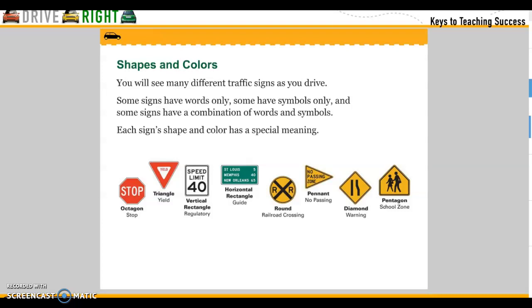Shapes and colors. We will see many different traffic signs as we drive. Some signs have words only, some have symbols only, and some signs have a combination of words and symbols. Each sign's shape and color has a special meaning.